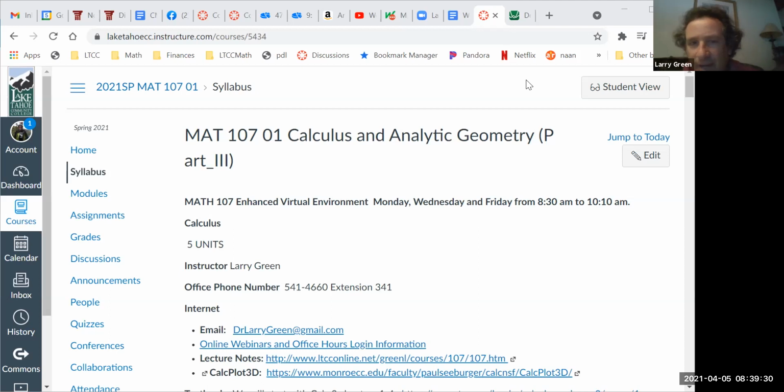Okay, so this is Math 107, Calculus and Analytic Geometry, Part 3. Parts 1 and 2 are strong prereqs for this class, and this is the bad news, especially Part 1. So Math 105 is a very strong prereq. So you really got to remember derivatives.